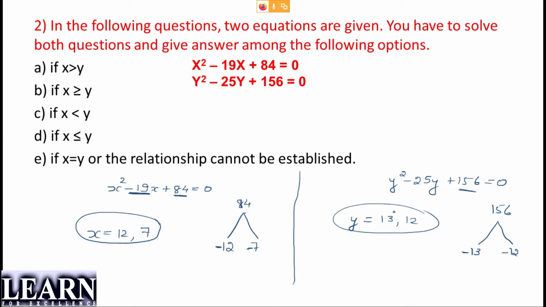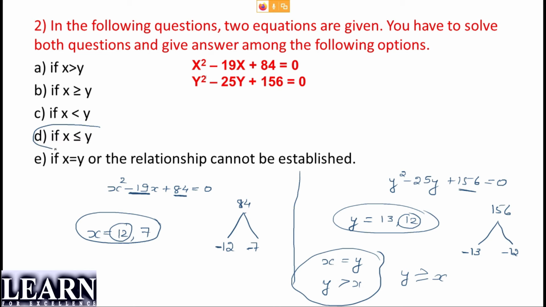Now if I'm going to look into this, in the first case I have 12 and 12. I can say x is equal to y. In the second case, x is smaller than y. So can I tell y is greater than x? So the combined equation will be y greater than or equal to x, or else I can directly say x is less than or equal to y. Again, we have got the same answer.